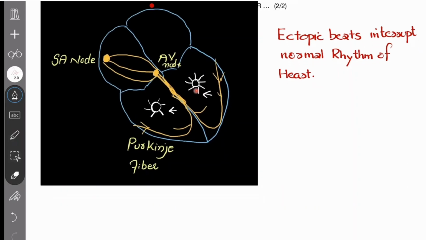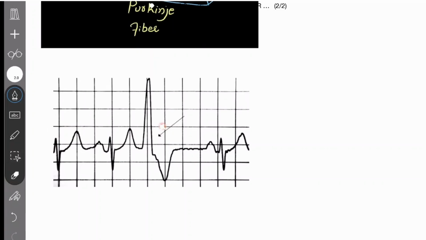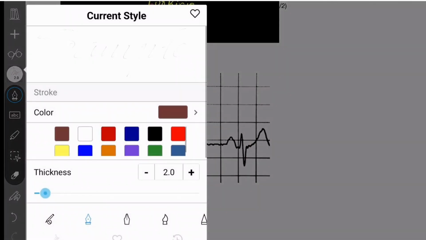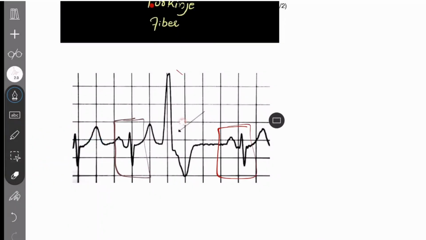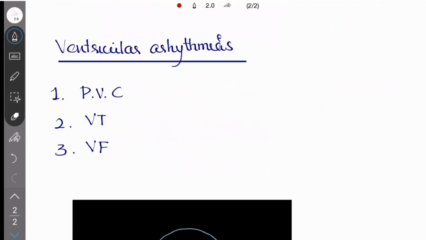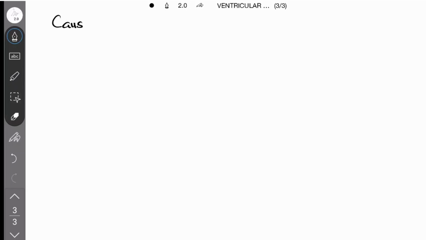That is the case. So let's see an example here. This is a normal sinus beat here, normal rhythm beat, and this is also a normal rhythm beat. In between you see an abnormal ventricular premature complex. These are called ventricular premature complexes. You see one thing, how these ventricular premature complexes are formed. There are some causes. When you are discussing, one common cause is irritable foci.